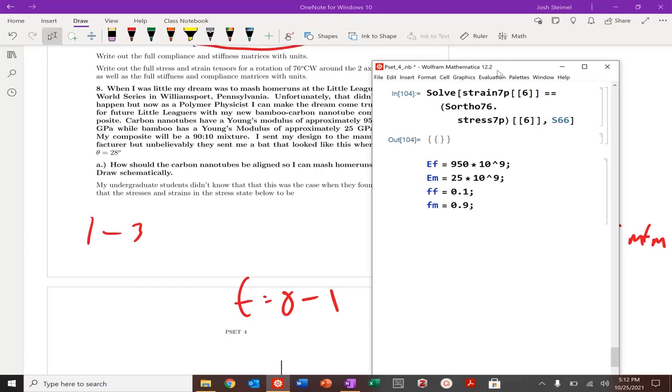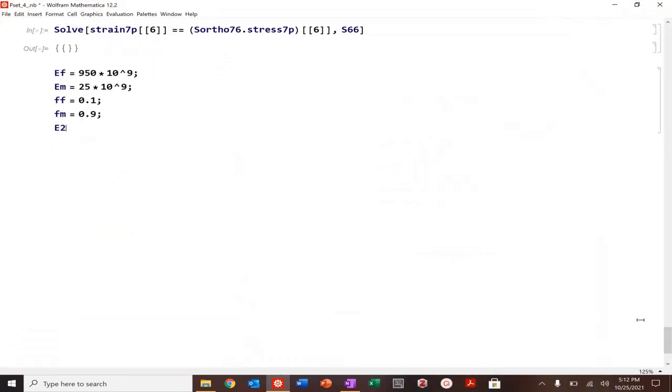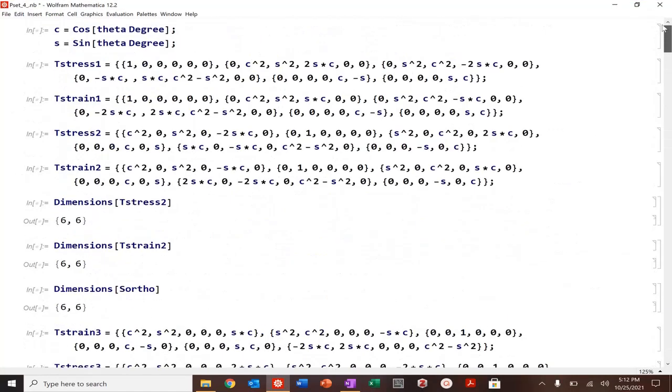So my E2 is going to be equal to, actually this is the part where I should probably quit my kernel because it's getting a little bit dicey. And I think that was maybe what was wrong with the other problem.